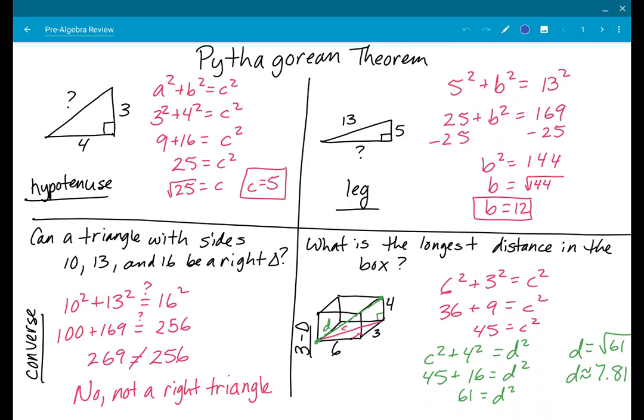If you are asked to find the hypotenuse of the triangle, then you're going to use a squared plus b squared, and your missing side is on the other side of the equation. You're going to know that it's this type of problem if the missing side is opposite or across from the right angle.